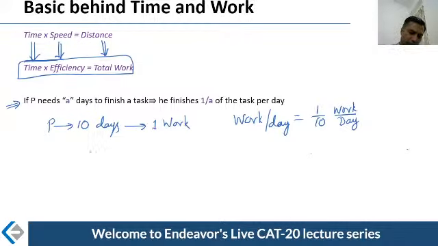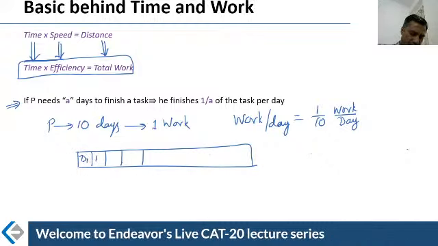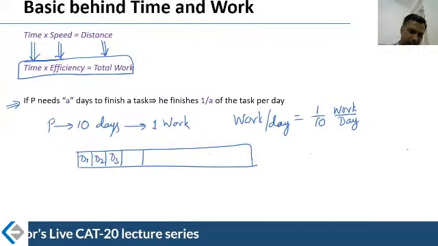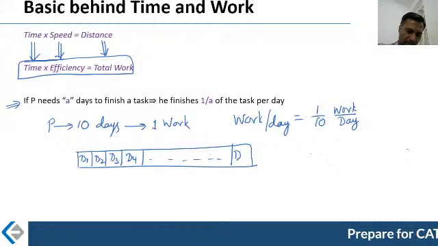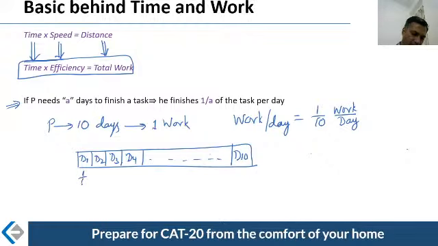In the sense, if you give him a task, he divides it into 10 pieces. Day 1, he completes this part. Day 2, he completes this part. Day 3, this part. Day 4, this part. Likewise, day 10, he completes the last part. Every day, he completes an equal part, that is 1/10 of the work. Therefore, what is the work? One full work. That's the unitary method.